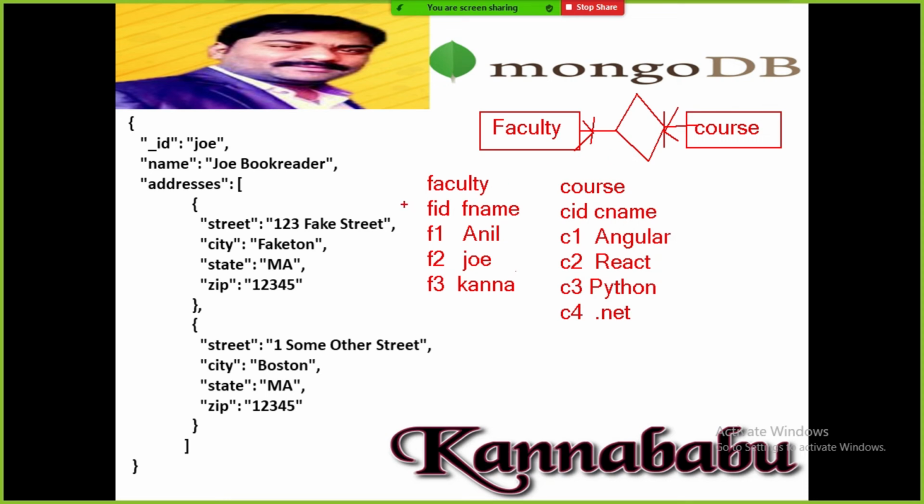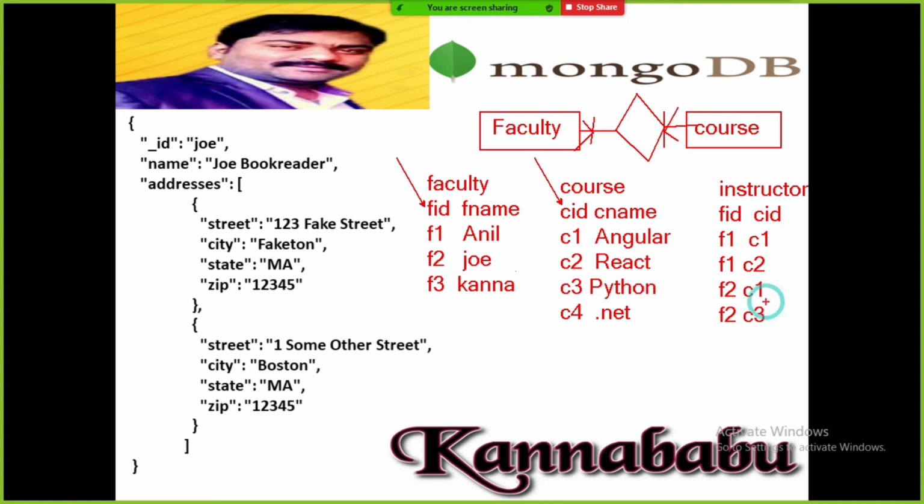In the faculty table, faculty ID is generally the primary key. It will not allow duplicate values or null values. In the course table, course ID is the primary key. So here I create a separate table with the name instructor. Now I'll create faculty ID and course ID. So Anil is teaching Angular and React. So F1 C1 and again F1 C2. It is valid. Joe is teaching Angular and Python. F2 C1 and F2 C3.